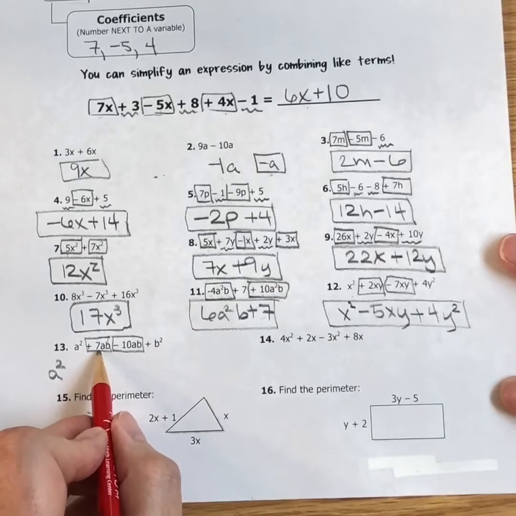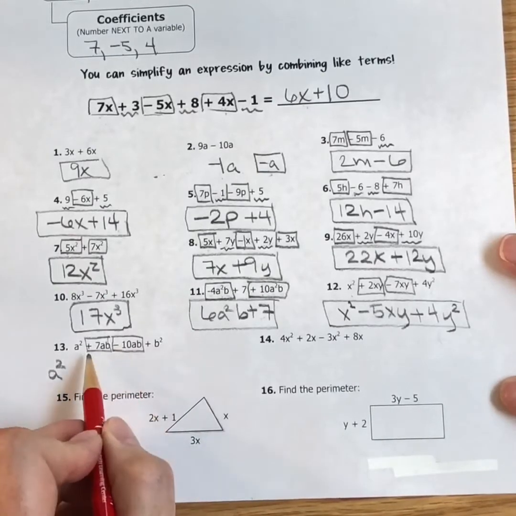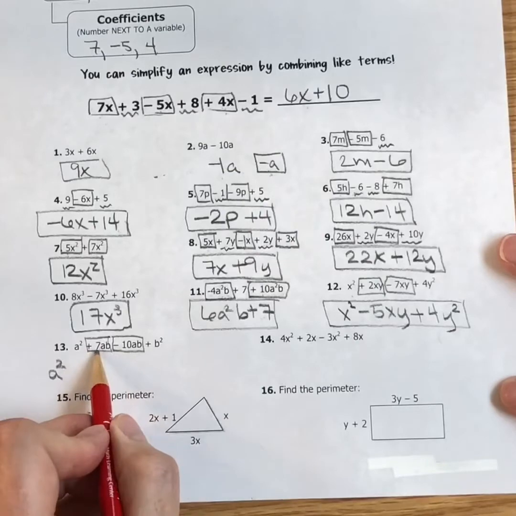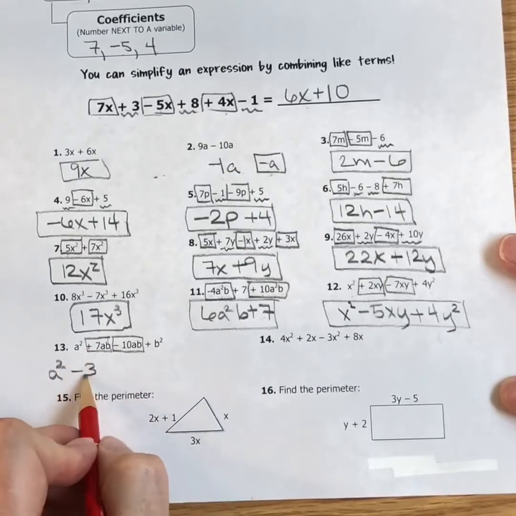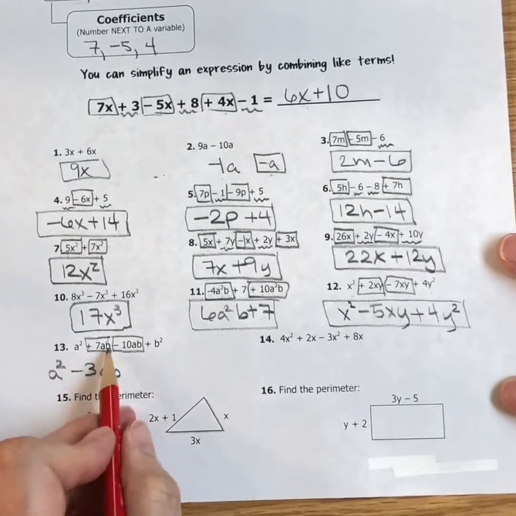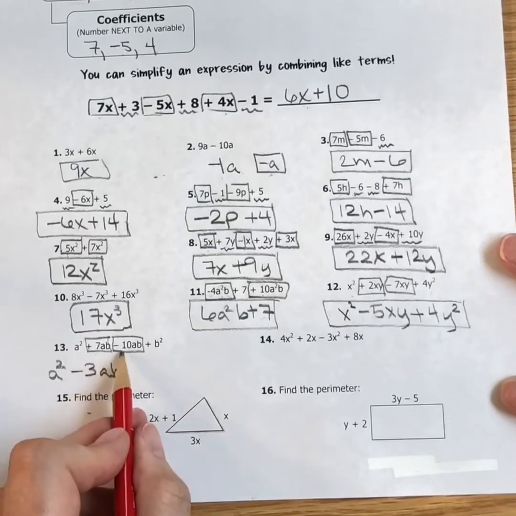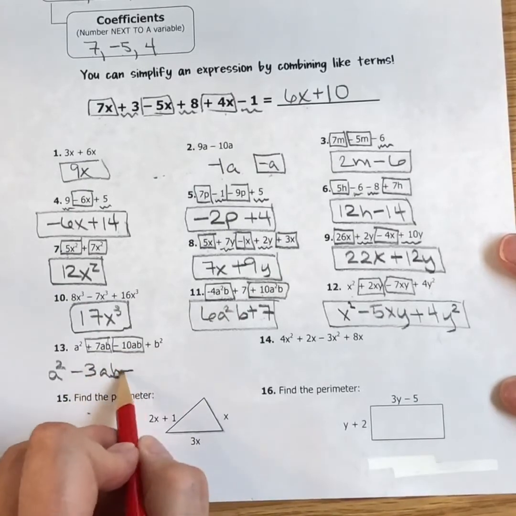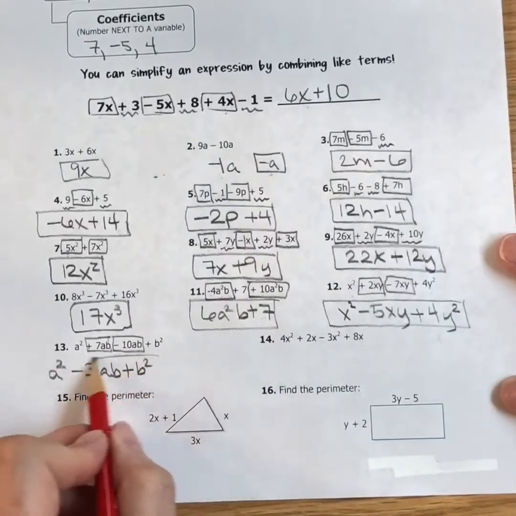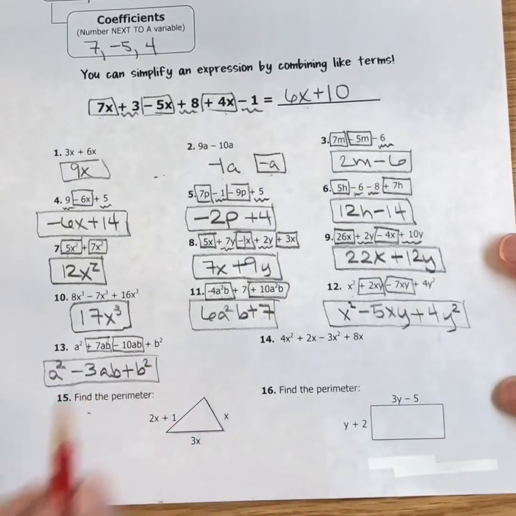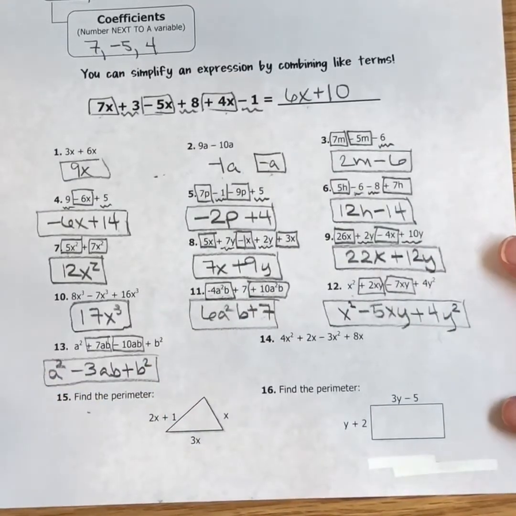Then, since we have the 7ab and the negative 10ab, we're going to add the coefficients. So 7 plus negative 10 is negative 3ab. Remember, the variables don't change, only the coefficients. And we copy the plus b squared. Since we used up all the a's, the b squared goes last.